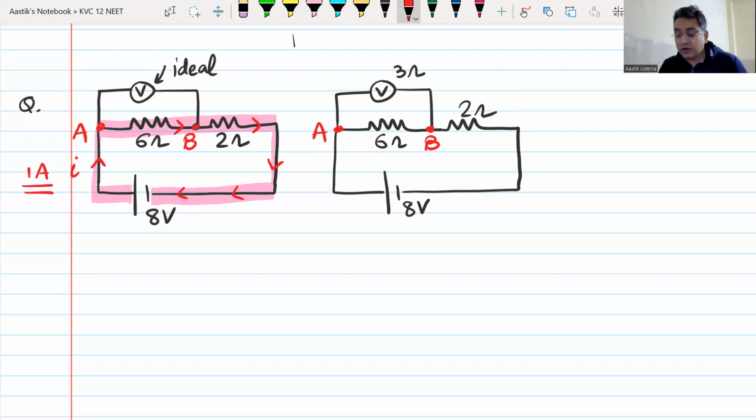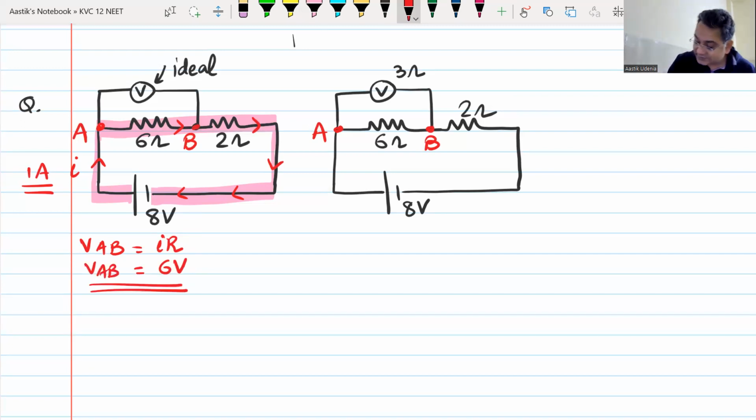Yes, sir. Now once you have the current as 1 ampere, you have to find the potential difference between the points A and B. How will you find it? I multiplied by R. Do we remember this? V is equal to IR. So I into R, 1 amp into 6 ohms will be 6 volt. So the actual value of VAB is 6 volts. Do we understand this? Yes or no?